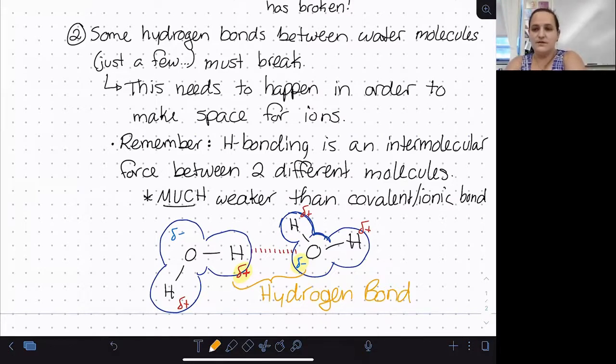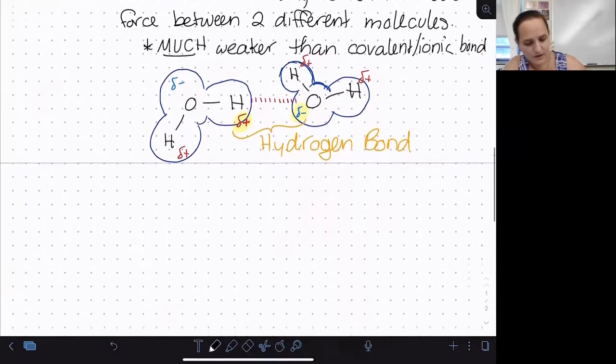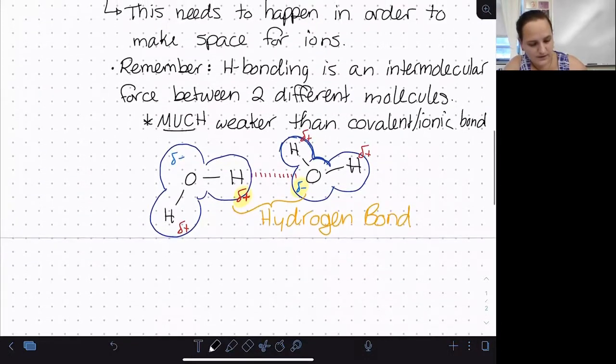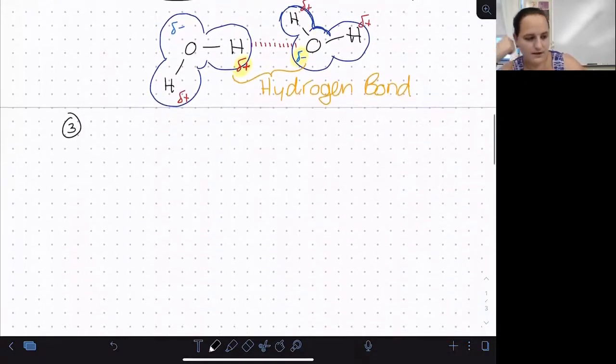So some of these are going to get disrupted, and the ions, as they dissolve, will kind of insert themselves in the middle in between different water molecules. And when they do that is when our third thing happens, which is that a new intermolecular force forms, known as an ion-dipole force.